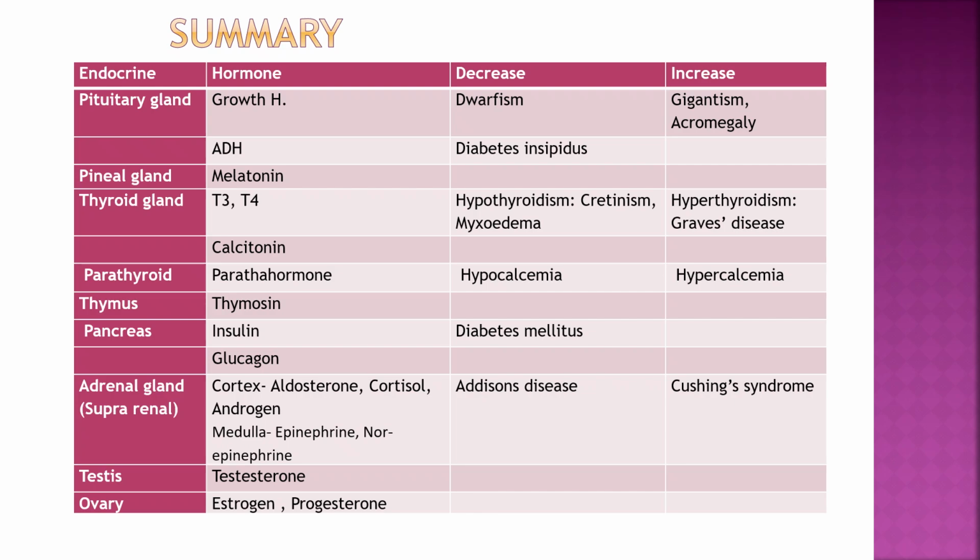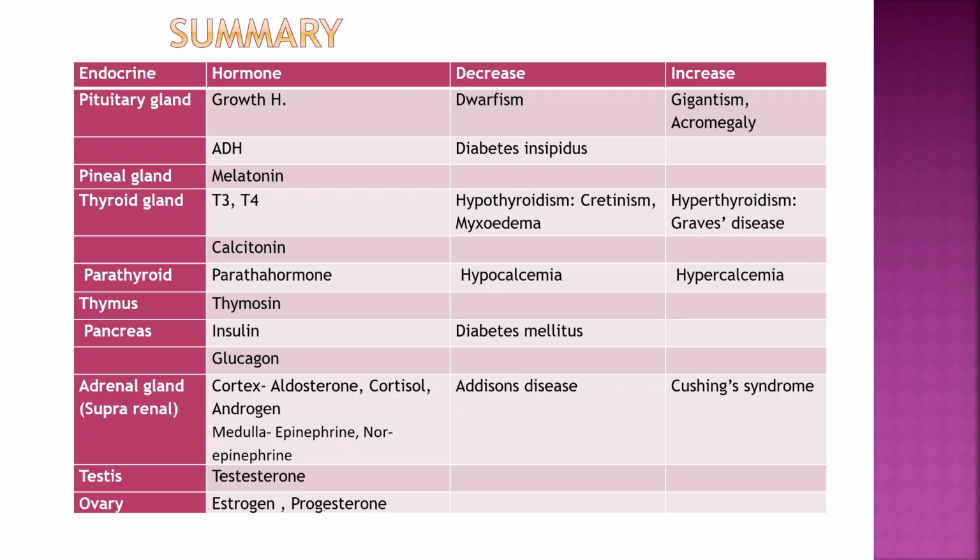In adults it causes myxedema. And increased level of T3 T4 causes hyperthyroidism. And the autoimmune disorder, the toxic level, causes thyrotoxicosis or Graves' disease. The second hormone secreted by the thyroid gland is calcitonin. Parathyroid gland secretes parathormone, and decreased level causes hypocalcemia. Increased level of parathormone causes hypercalcemia. Thymus, the hormone is thymosin.